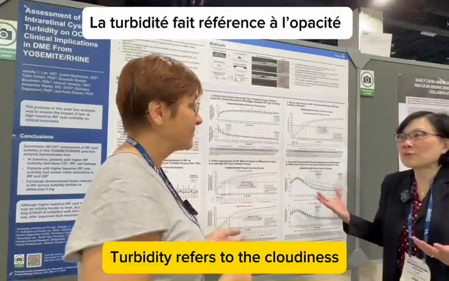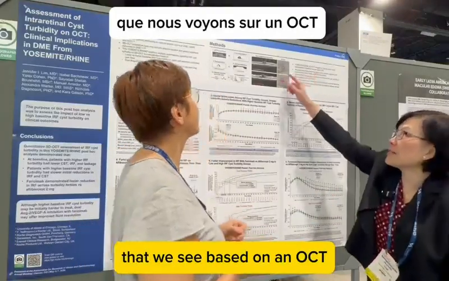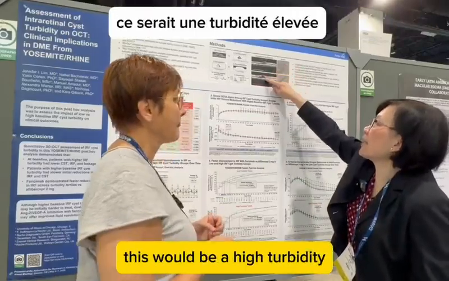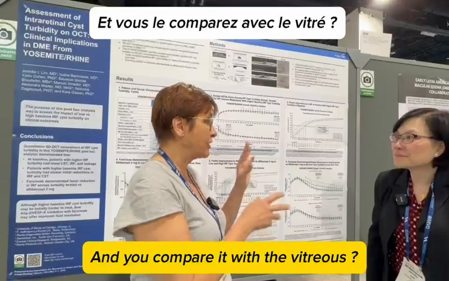So turbidity refers to the cloudiness of the intraretinal fluid that we see based on an OCT. As you can see here, it's not perfectly clear. So this would be a high turbidity versus a low turbidity eye. Okay, and you compare it with vitreous.